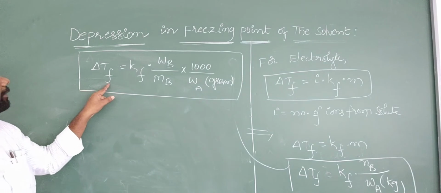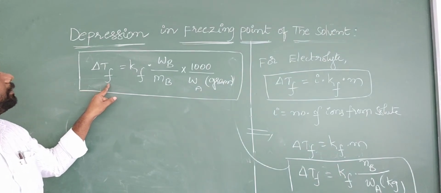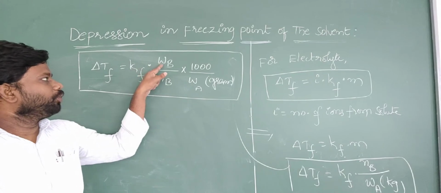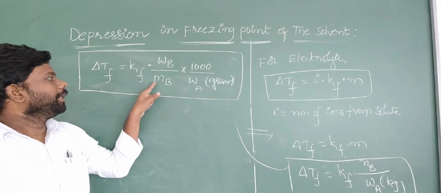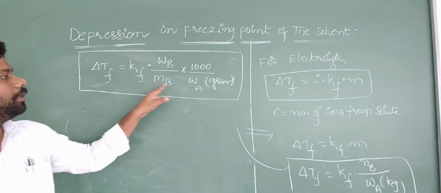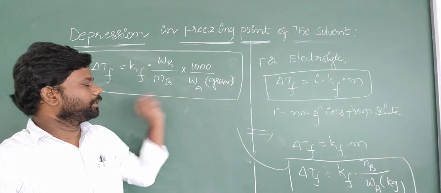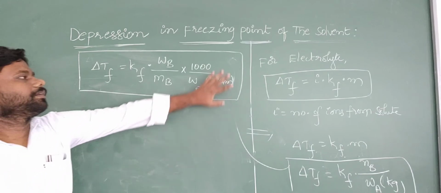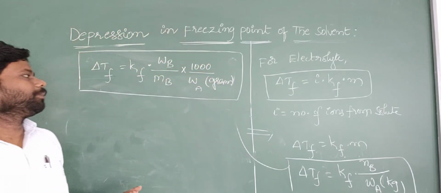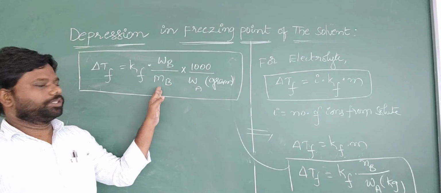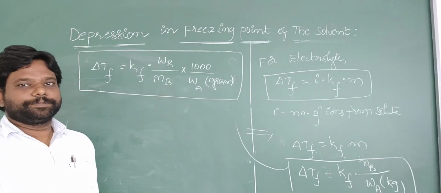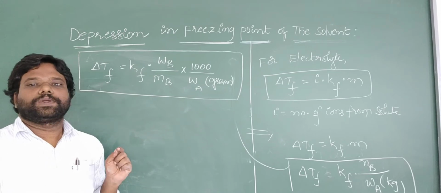Here delta Tf means depression in freezing point, Kf means cryoscopic constant, Wb means weight of the solute, Mb means molecular weight of the solute, Wa means the weight of the solvent. By using this equation we can easily calculate molar mass of the solute. This is the depression in freezing point of solvent.